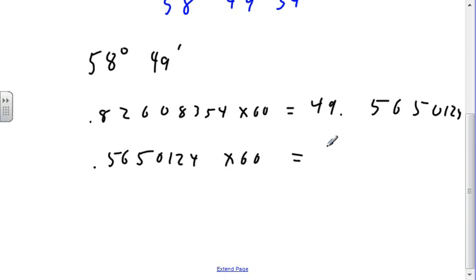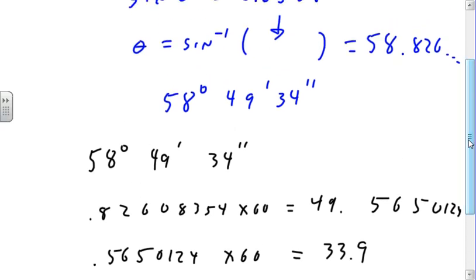And I got 33.9, so I'll make that 34 minutes. So I can do it on my calculator with 8th grade math, or I can do it on my calculator using the degree minute second conversion key. How'd you do that again? Which part? The new one? Convert it on the degrees, minutes, and seconds.